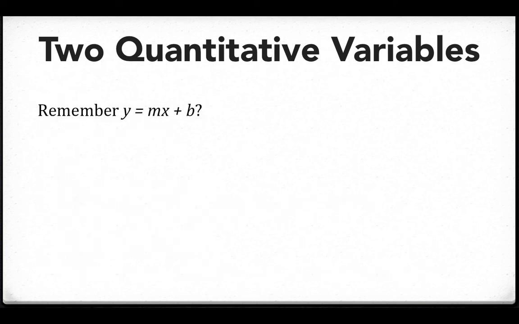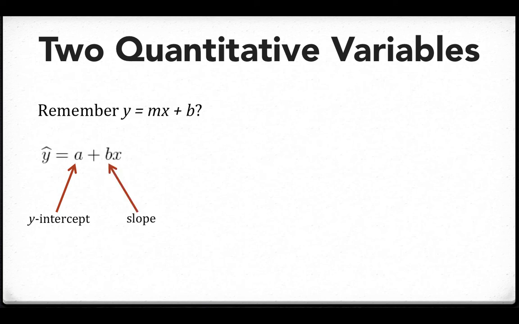You may remember y equals mx plus b from an algebra class. If not, there is a review of this in lesson 0. This week, you're going to see y hat equals a plus bx, where a is your y-intercept and b is your slope. Note the y-intercept is always the number that is standing by itself, and the slope is always the value that is attached to x.